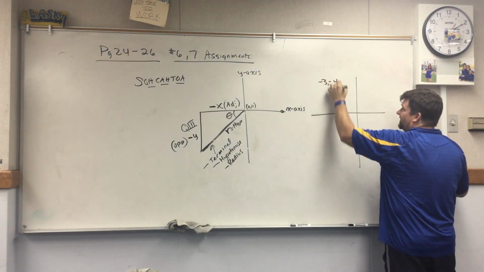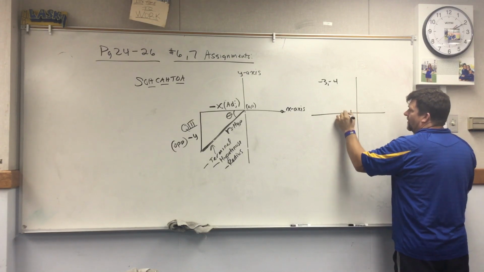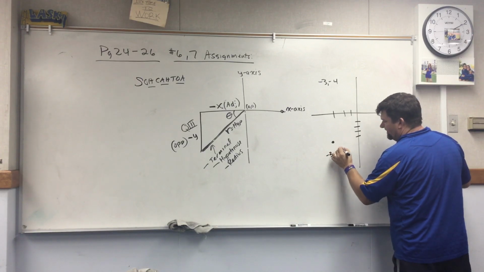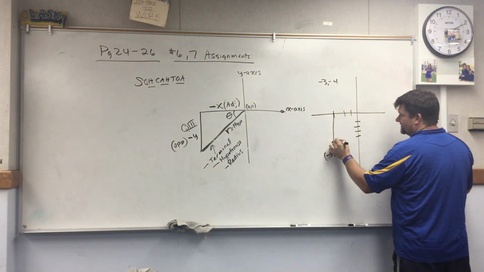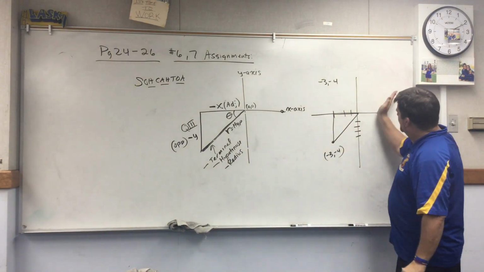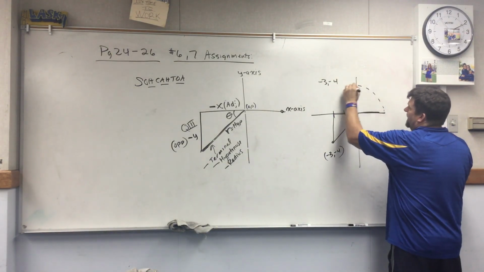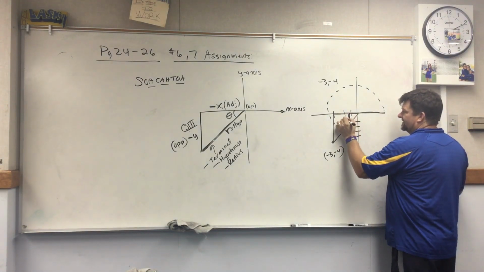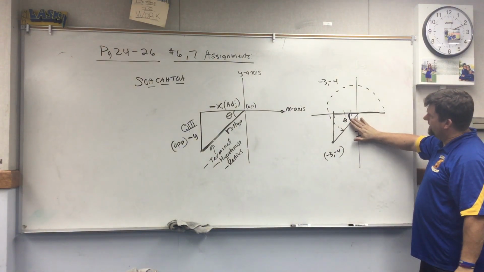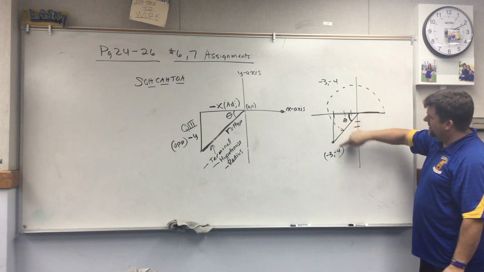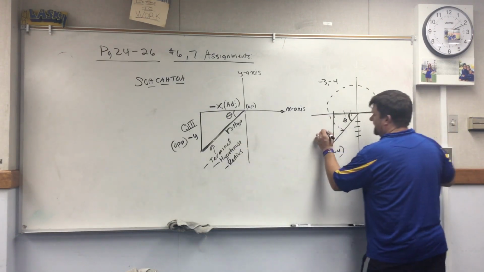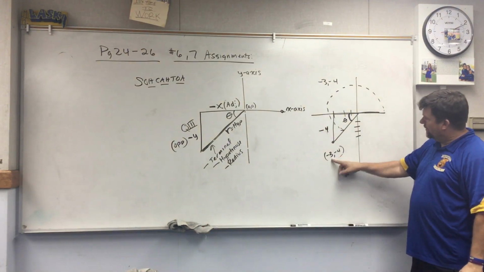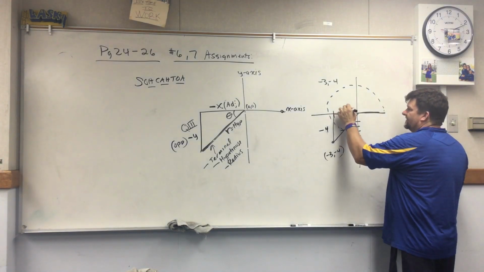-3 and -4. So I'm going to go over 3 and down 4. -3 and -4. So if I draw my triangle to match what I just did, this is going to open all the way to here. And my theta is right there. And if my theta is right here, that means I went down y, negative y. That's -4. And then I went to the left 3, -3.